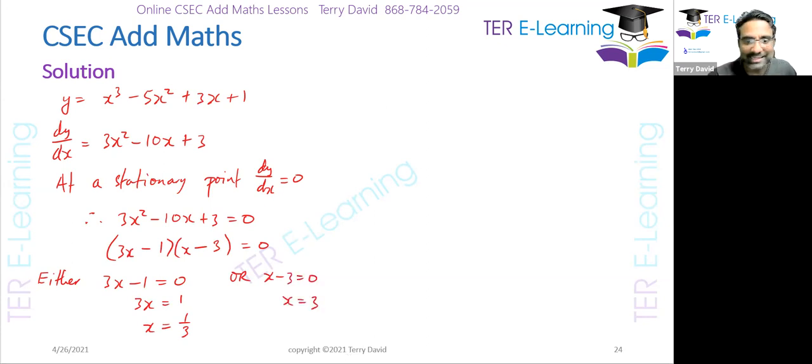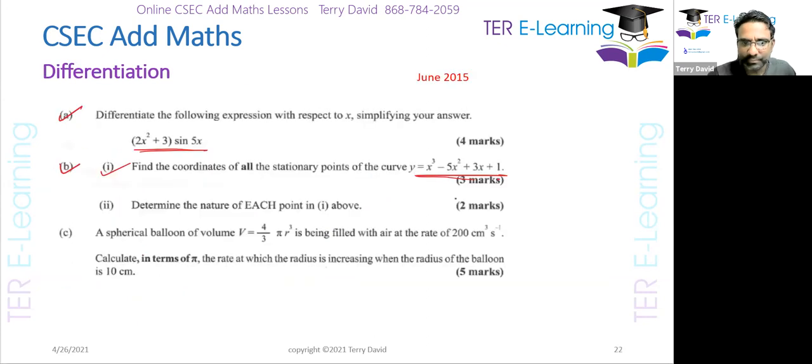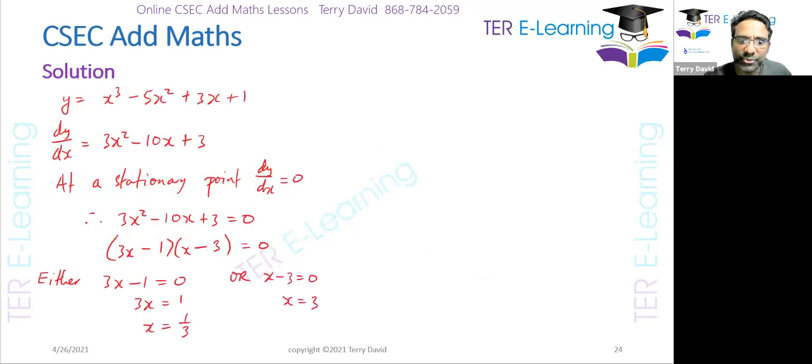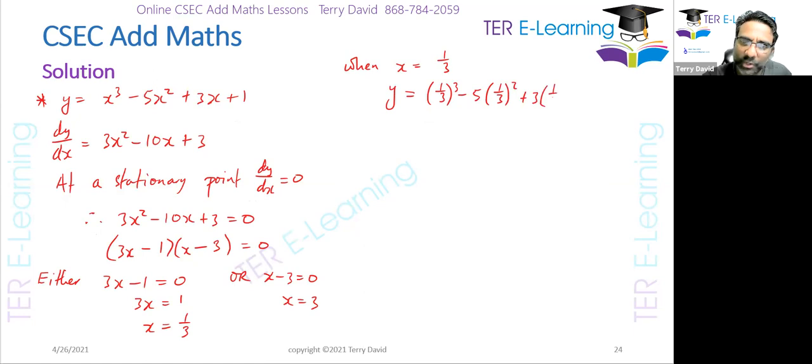Now the question wants the coordinates, right? So what we've done is only work out the x value. So what I need to do now is, when x is equal to 1/3, for y I'm going to have to substitute it into my original equation, right, guys? So this is going to be 1/3 cubed, minus 5 multiplied by 1/3 squared, plus 3 multiplied by 1/3, plus 1, right?